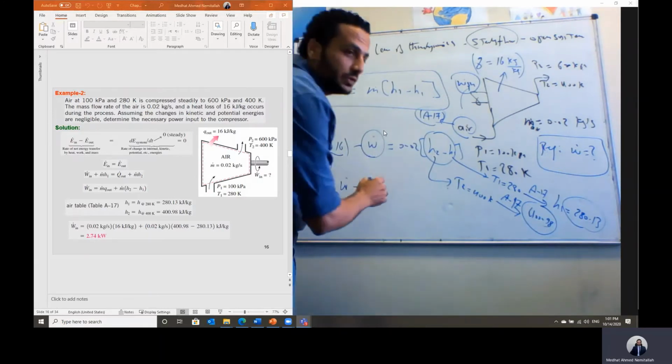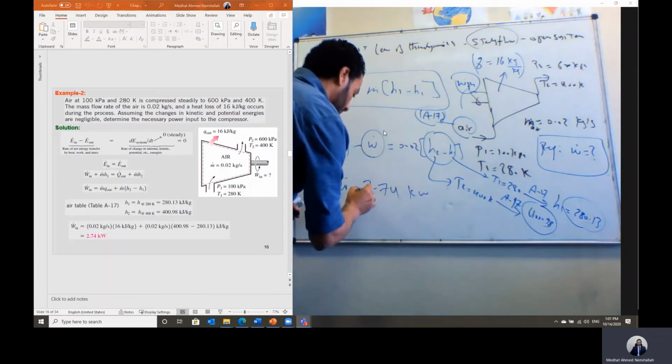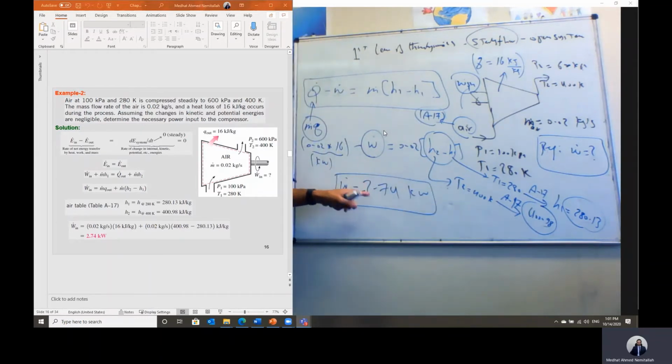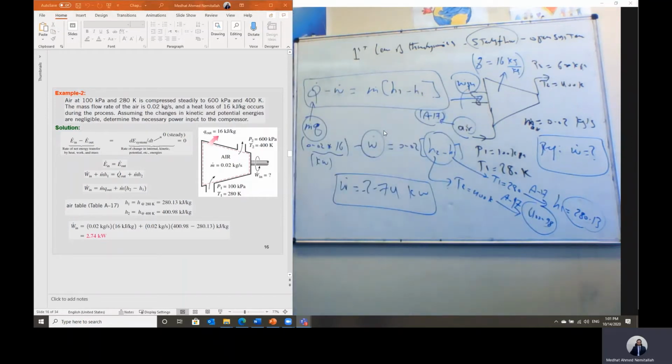The rate of work of the compressor will equal 2.74 kilowatt. When you calculate this value, you will have a negative sign. The negative sign indicates that this work is input to this compressor. This work is input to the compressor.